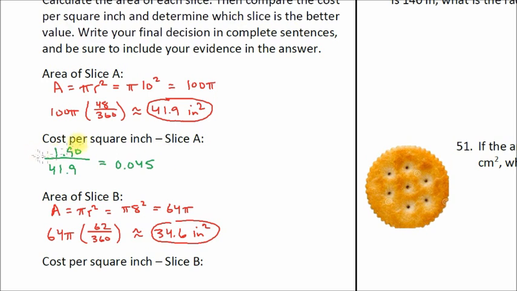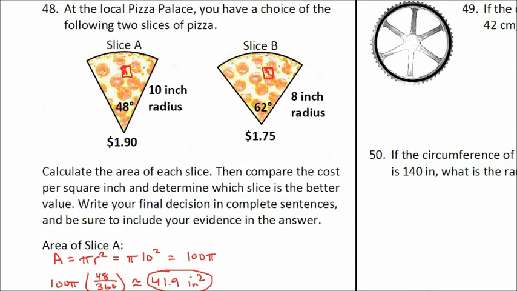Now class, that's $0.045, because this cost for the slices is in dollars, and this doesn't make much sense to us. But we know we can multiply that by 100 because there are 100 pennies in every dollar, and you're going to get this in cents. That's going to end up being 4.5 cents per square inch. So it costs us 4.5 cents for this little piece of slice A.